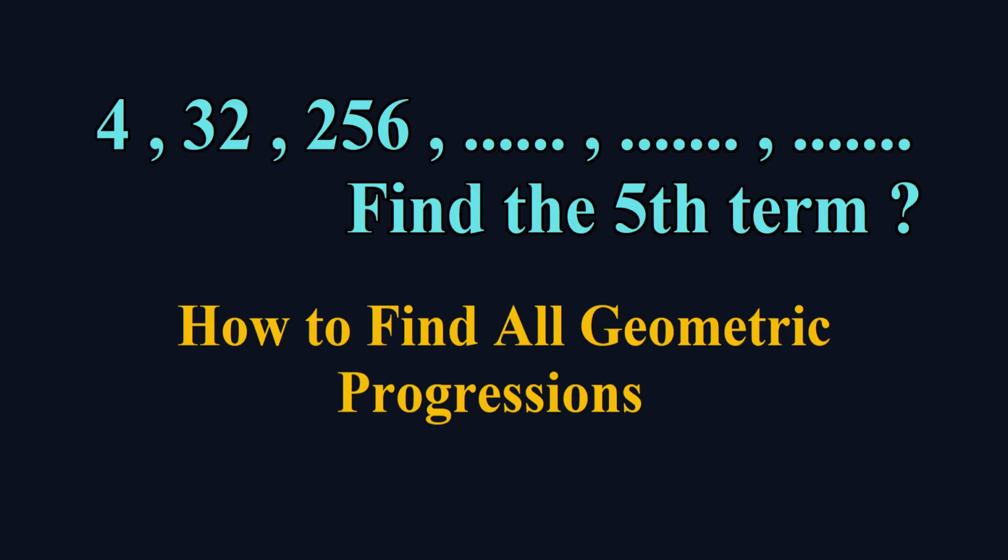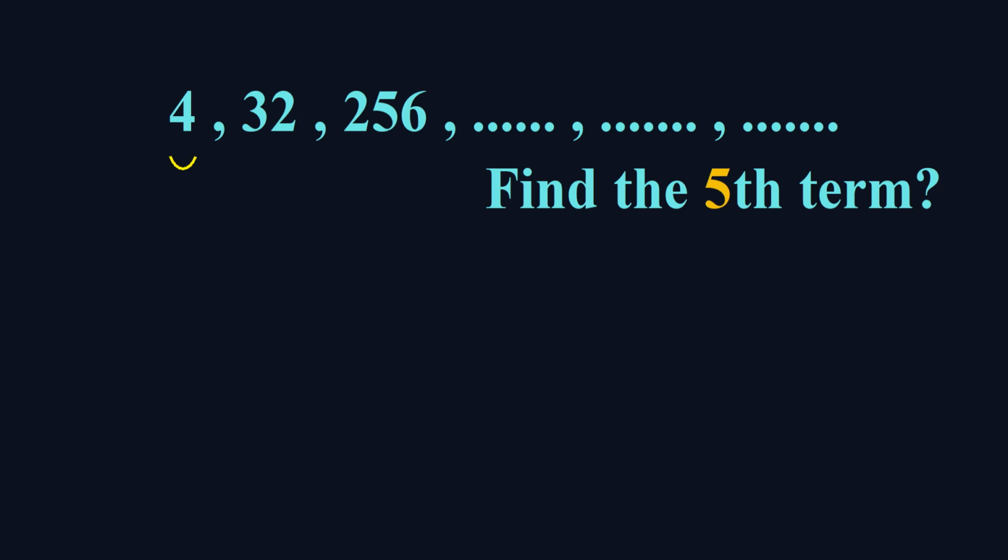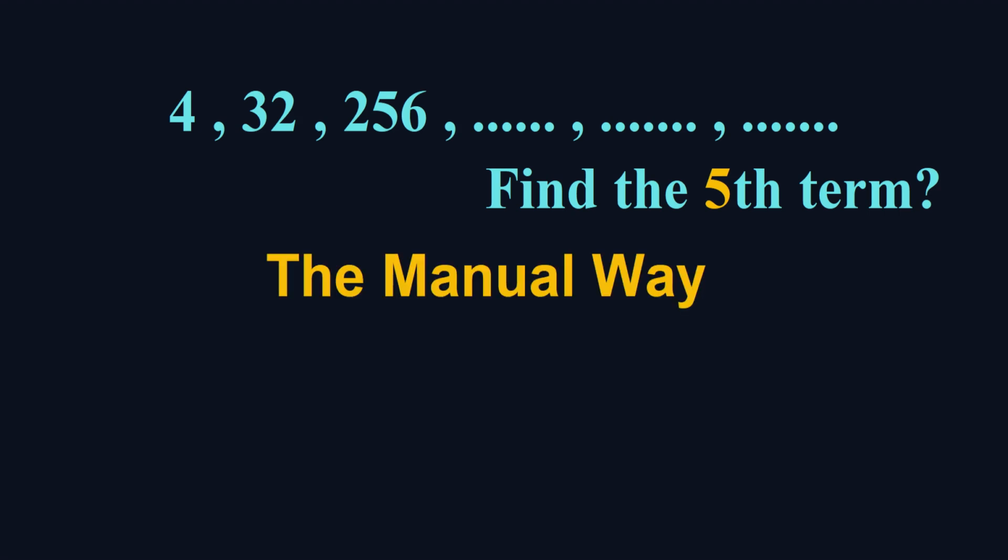In this problem, you have a sequence 4, 32, 256, and we want to find the fifth term. And today I am showing you the two best ways to solve this. The first method is the manual way. This method is perfect for short sequences.